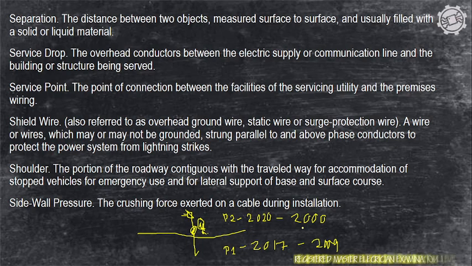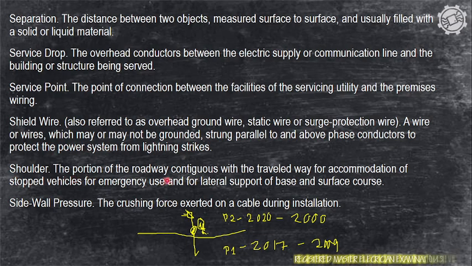Okay. Then shield wire, also referred to as overhead ground wire, static wire or surge protection wire. It is a wire that is grounded, and the purpose of this wire is to protect the power system or to protect the lines from lightning strikes.